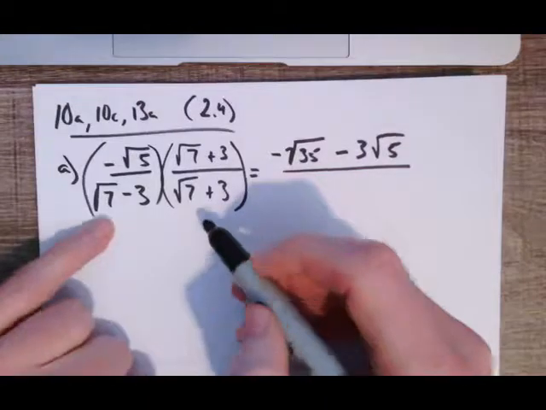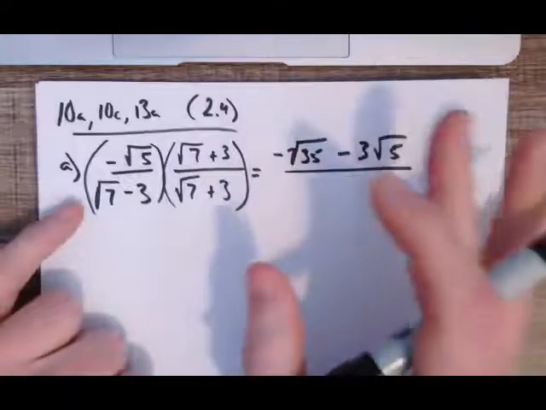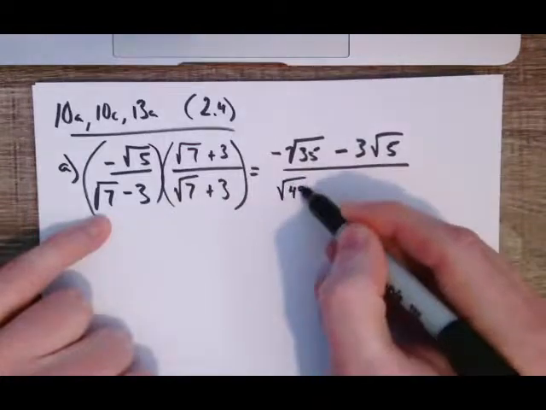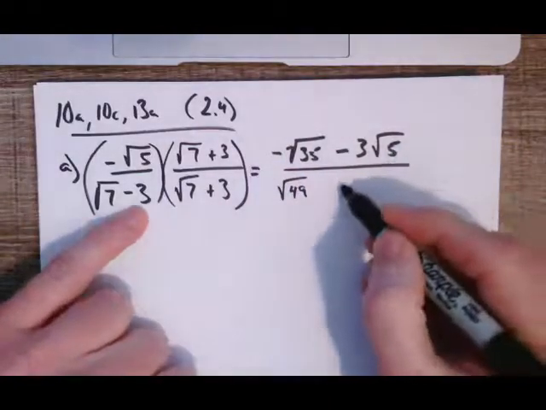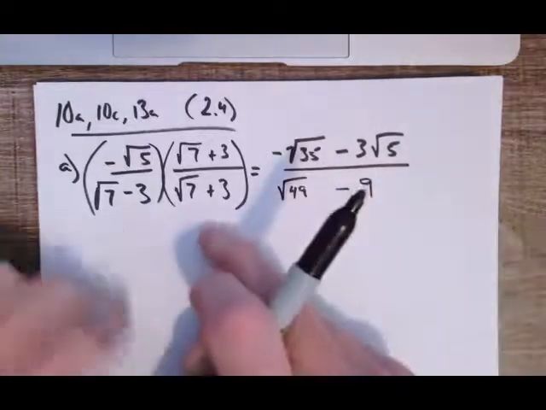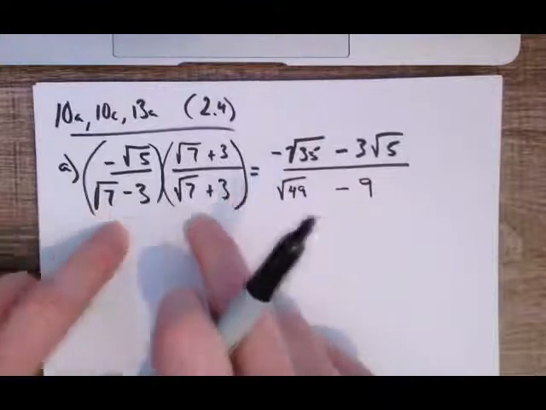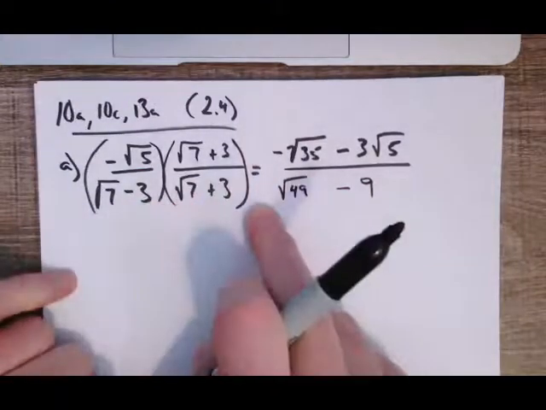Okay, so now we got a FOIL situation. But remember, we don't need to do outside and inside because they're just going to cancel each other. So the first, root 7 times root 7, is root of 49. And then negative 3 times 3 is negative 9. The reason we don't do the outside or inside, if we do the outside, that's 3 root 7. The inside, negative 3 root 7. They cancel.